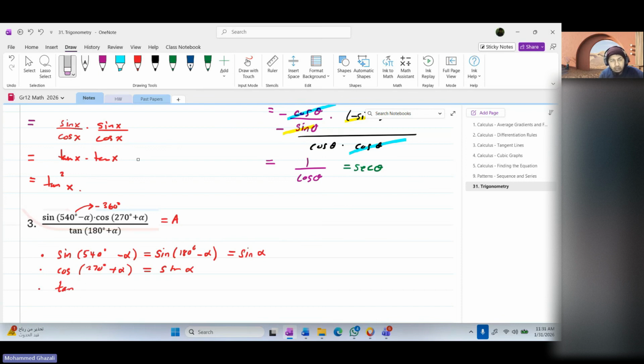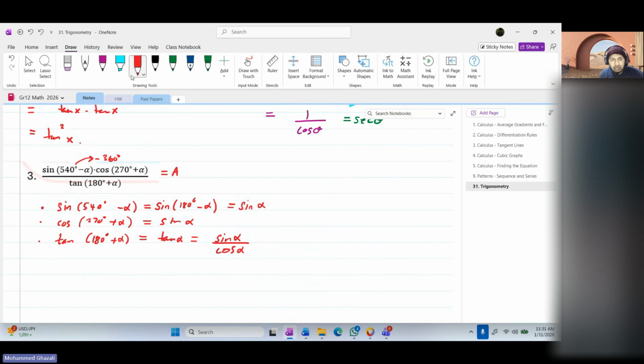Remember to write it out. Tan of 180 plus alpha is just equal to tan alpha. And tan alpha is sine alpha over cos alpha, sine over cos of the angle. Now it's easy. I call this entire thing equal to A. So we can just say the answer is now equal to sine alpha, the first part, times, what's the next part? Also sine alpha, right? Divided by sine alpha over cosine alpha.